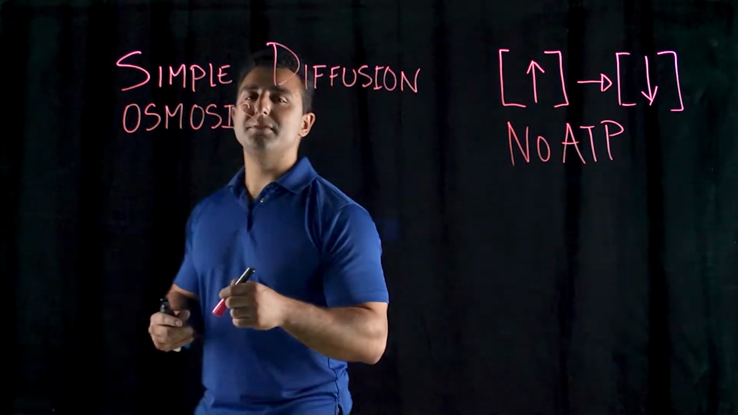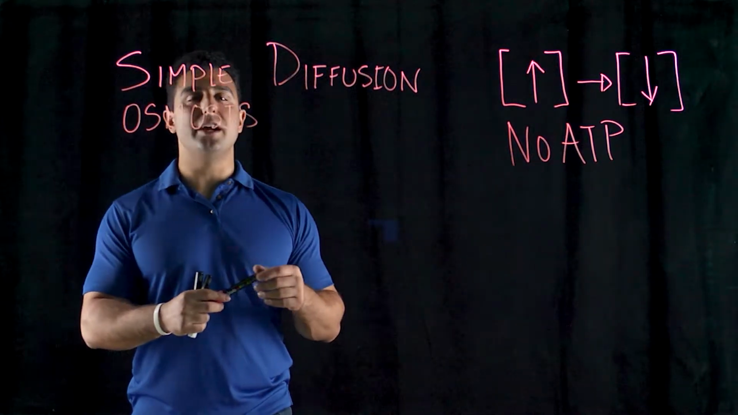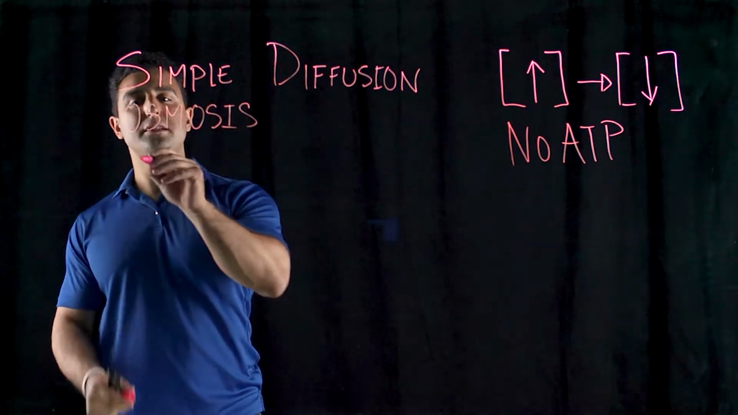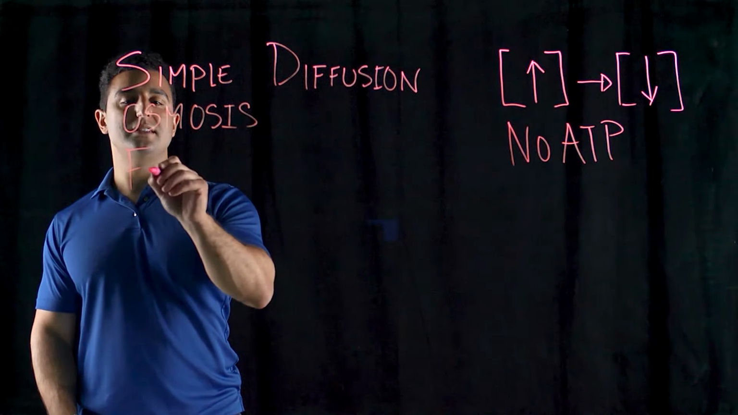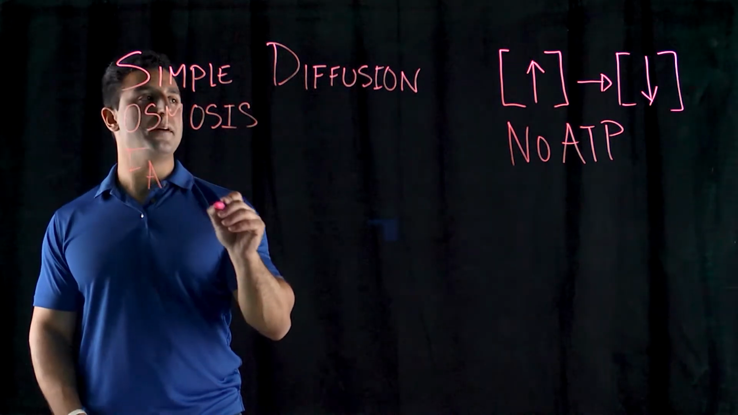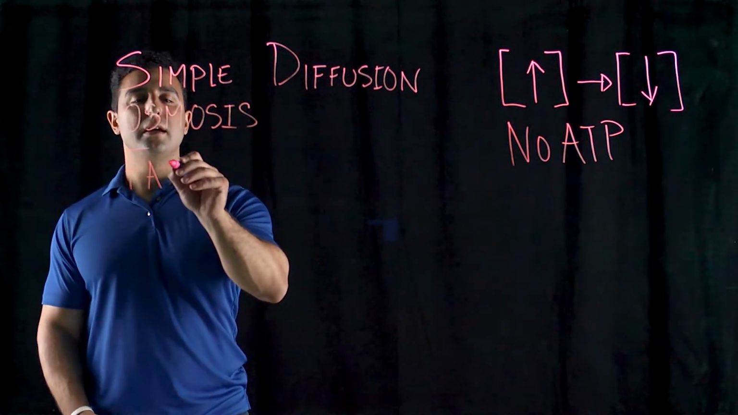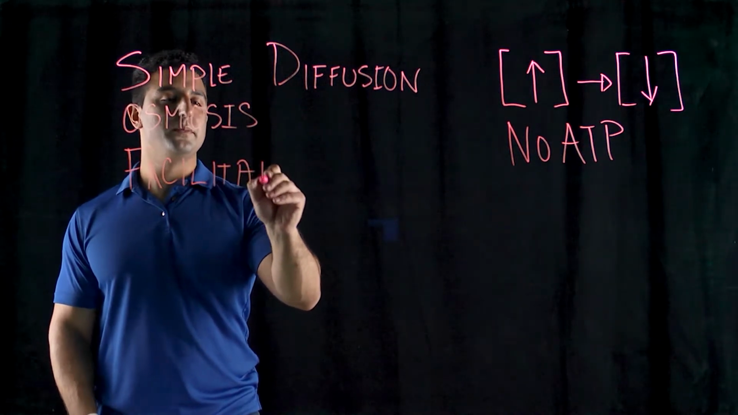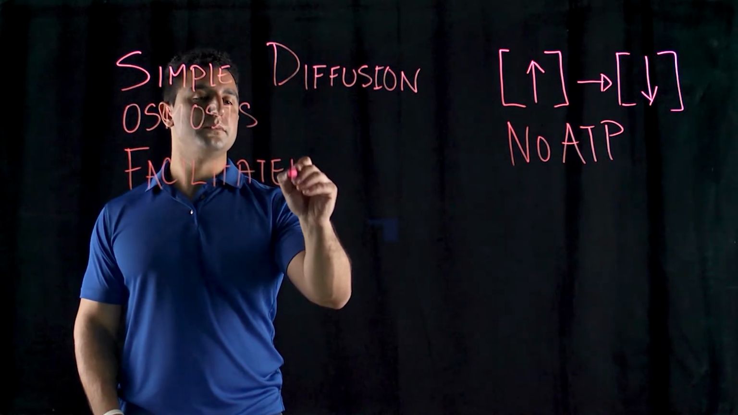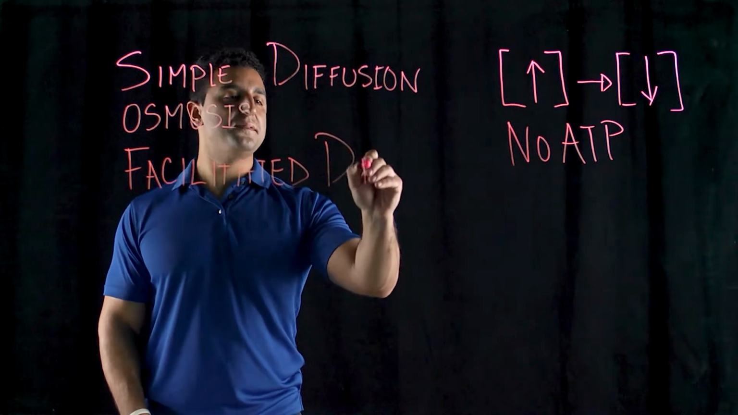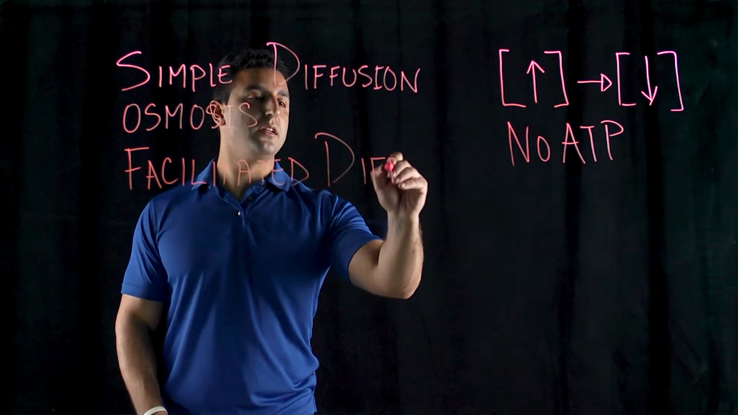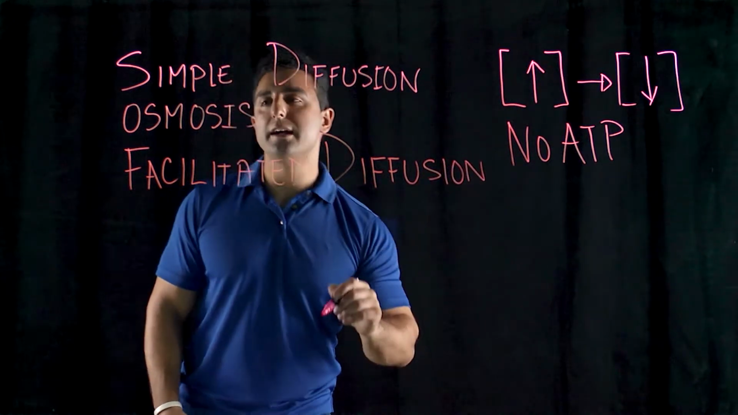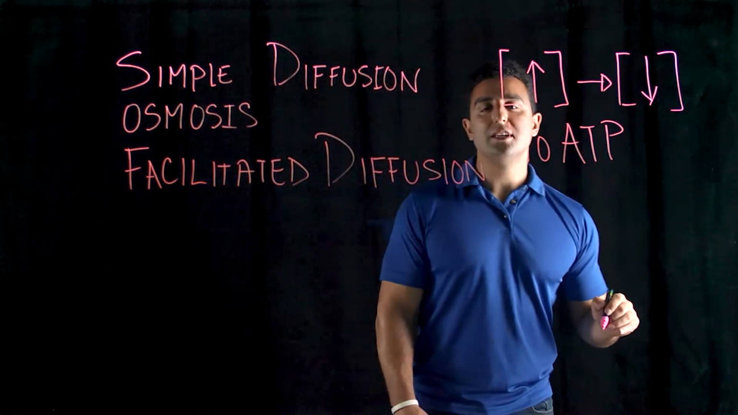So the body has developed specific types of protein channels, or channel proteins, that allow this process to take place. This is the other form of passive transport. It's called facilitated diffusion. So what does that mean? What does facilitate mean? It means to help, and it's a form of diffusion, going from a high concentration to a low concentration. So how does this work?